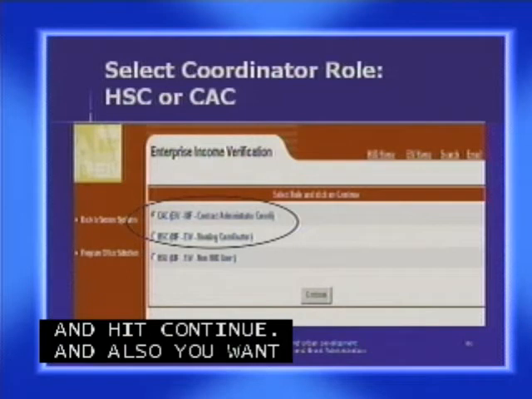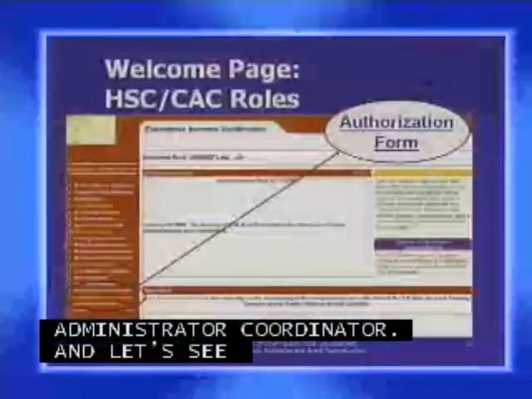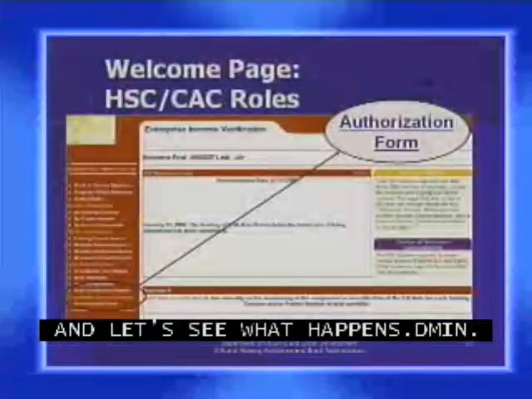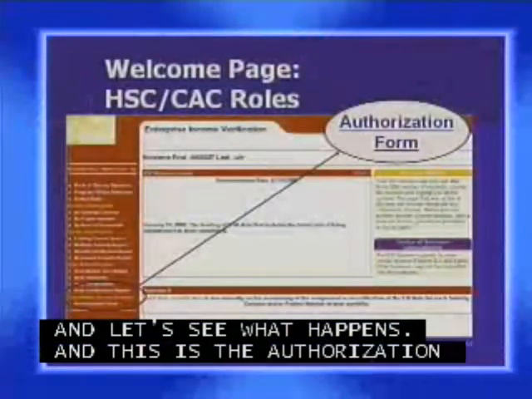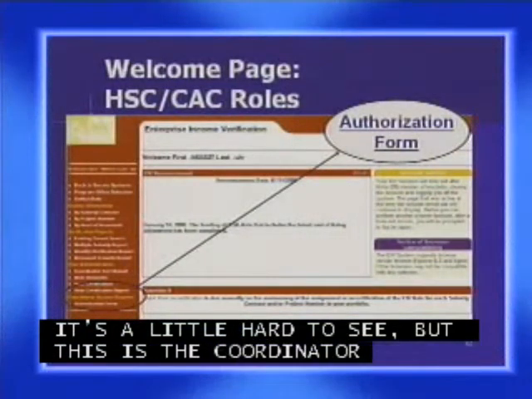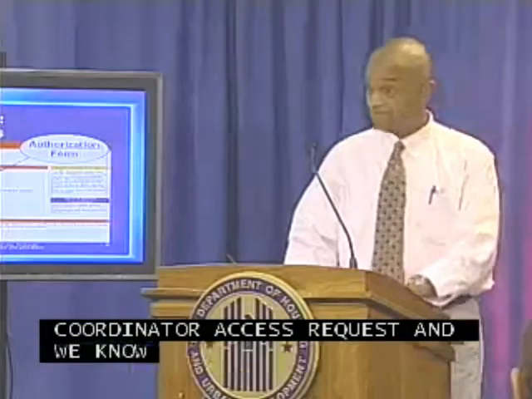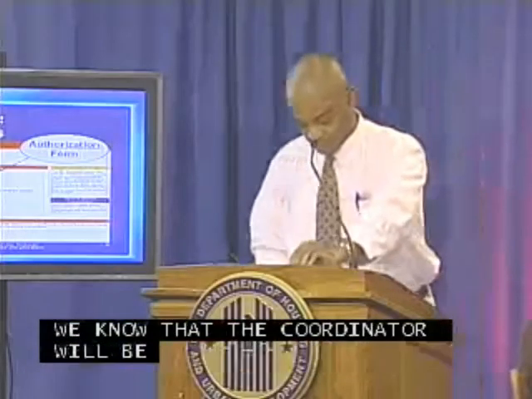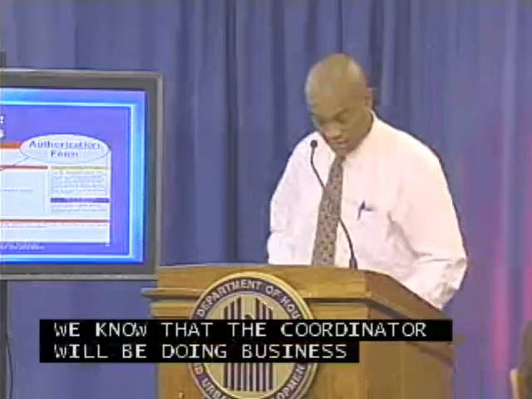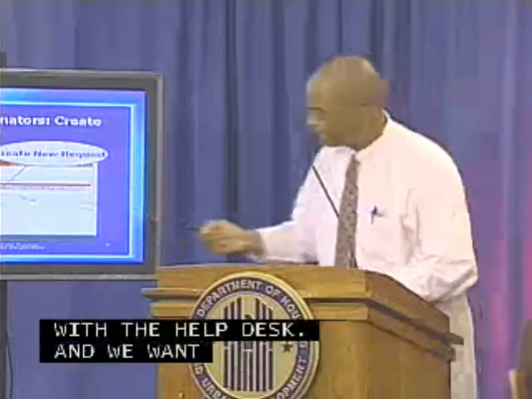Good. And also you want a contract administrator coordinator. You want to circle that. Okay. And let's see what happens. Click. Okay. And this is the authorization form. It's a little hard to see down there, but this is the coordinator access request authorization form. So since we're talking about the coordinator access request, we know that the coordinator will be doing business basically with the help desk.